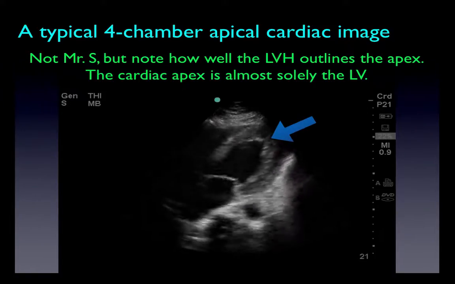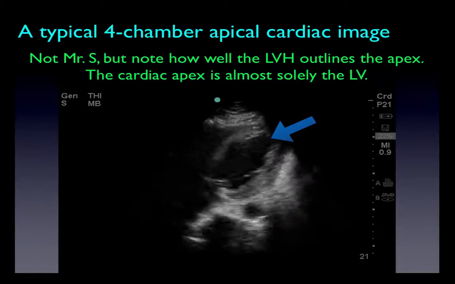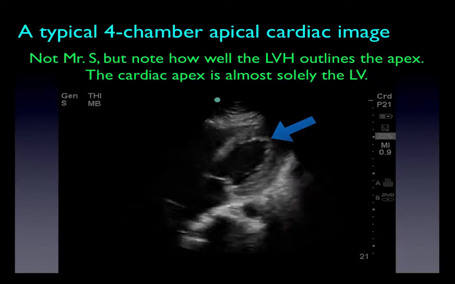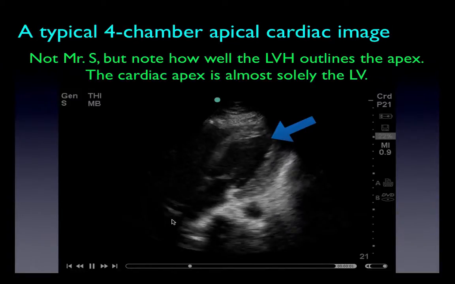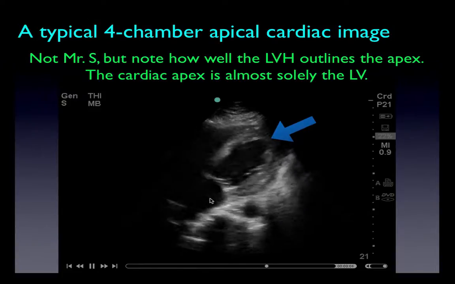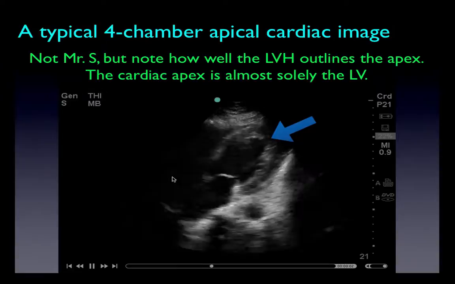Now here's a typical 4-chamber apical view of the heart. And this serves as a good indication of what you can see in a typical 4-chamber apical view. Left atrium, left ventricle, right atrium, and right ventricle here.